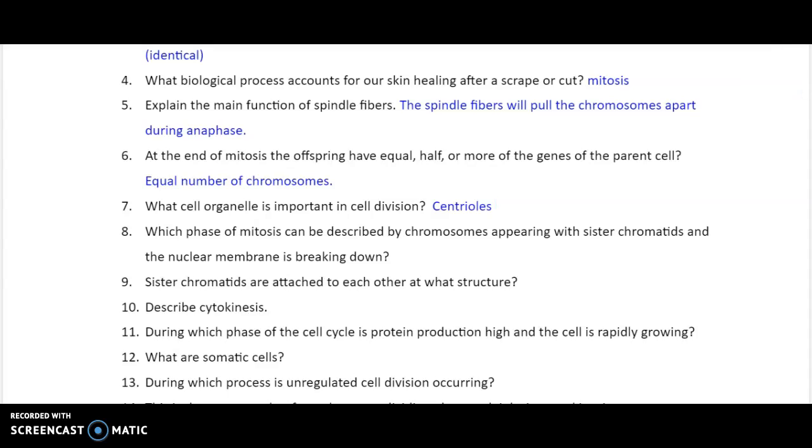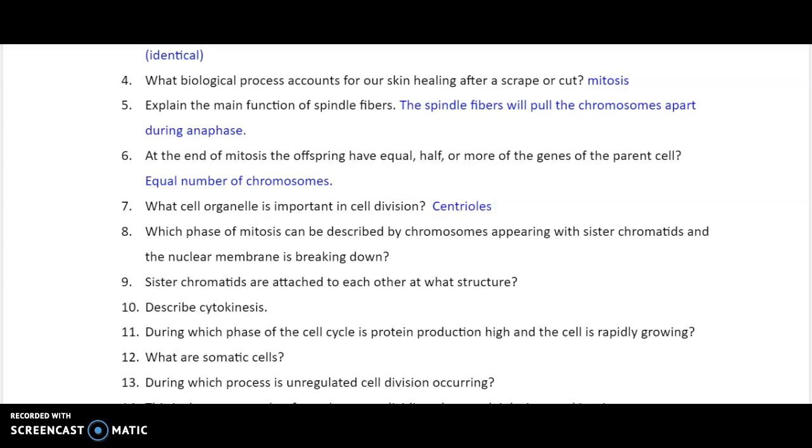Okay, number 8. Which phase of mitosis can be described by chromosomes appearing with sister chromatids and the nuclear membrane breaking down? That's prophase. That's early on. That's after the chromosomes have replicated, and now they start bunching up into little X's, like the little X's that we can see. Well, the X's are actually the pairs of replicated chromosomes. That's the first time that we can begin seeing those chromosomes.